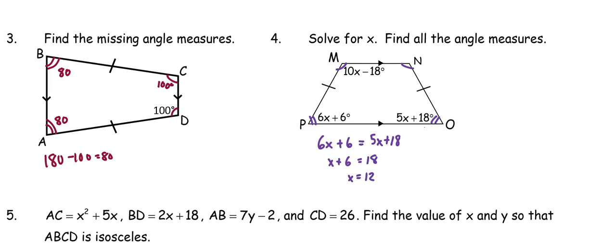Once we know x is 12, we can substitute in. So 10 times 12 minus 18 gets us 102, which means that N is also 102. And 6 times 12 plus 6 is 78. So O is also 78 degrees.